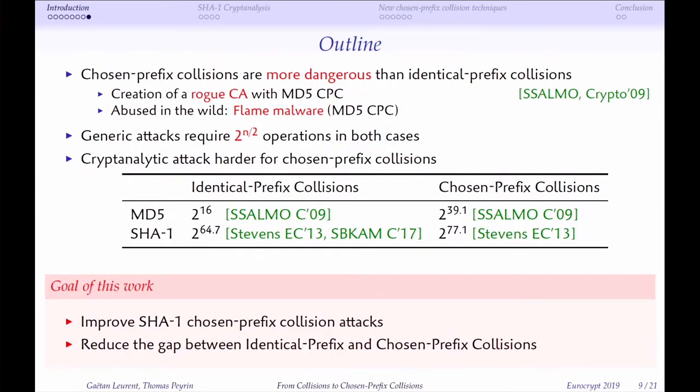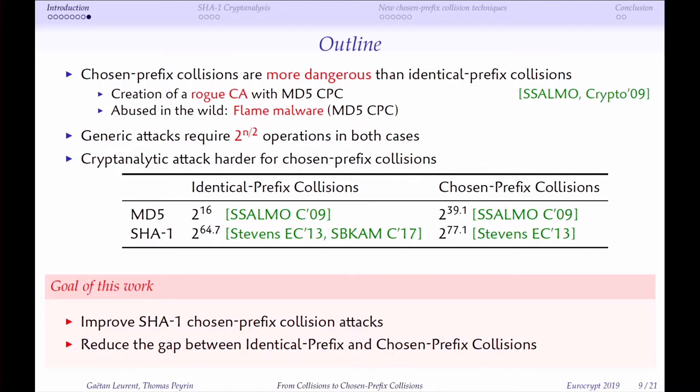So to summarize, chosen prefix collisions are a more dangerous kind of collision attack. They really break stuff in practice. They've been used to create a rogue CA, and they've been used by the Flame malware. So it's really a practical threat. In terms of generic attacks, they both have the same complexity, 2^(n/2). But in terms of cryptanalysis, chosen prefix collision attacks are much harder. And currently, the best known attack on SHA-1 has complexity 2^77. So it's still not really usable.